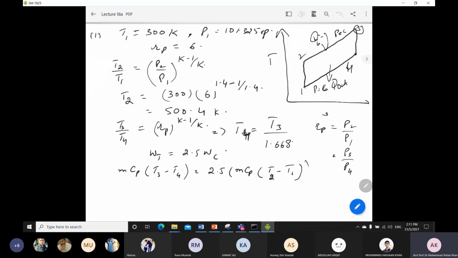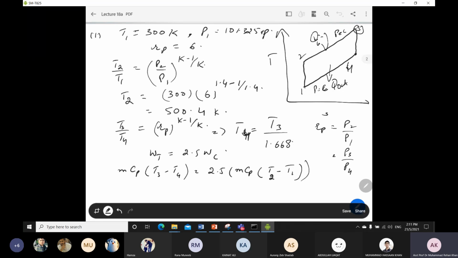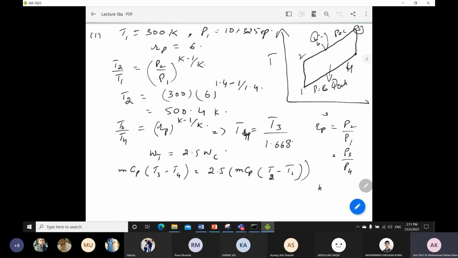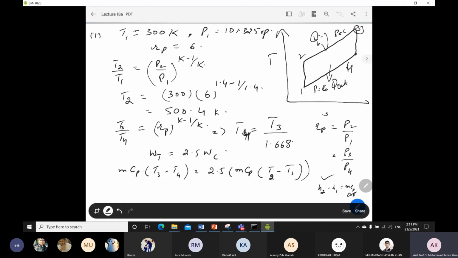This relation comes from a simple fact I already told you: for the compressor, for example, H2 minus H1, which is the delta H, will be equal to m Cp delta T. This relation comes from your chapter number 7, I think, which we already discussed in the previous classes as well. So we can easily write in this form.